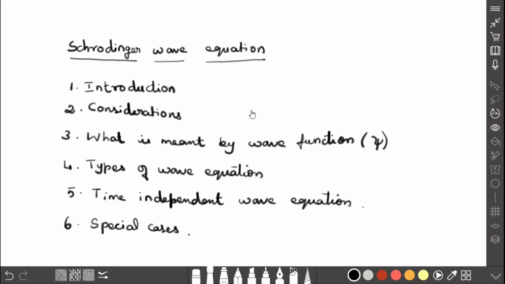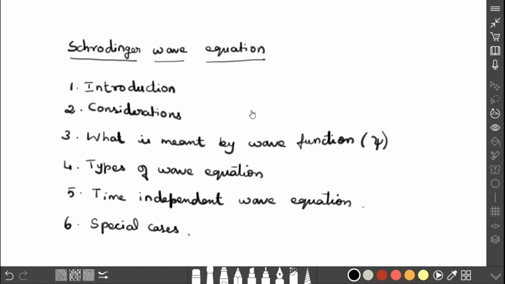Dear students, now we are going to discuss the Schrodinger wave equation. In this video, I would like to derive the time independent wave equation. Before deriving this time independent wave equation, we must know the introduction part of the Schrodinger wave equation.